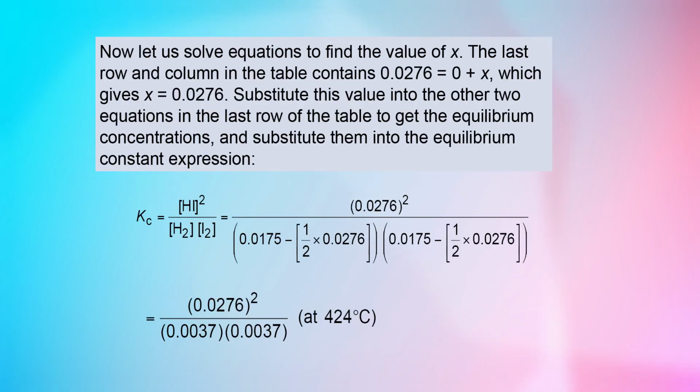So, you substitute these values in the Kc term for the equilibrium concentration. You can do it easily because you know x is the simplest equation: for HI, x becomes 0.0276. So, you take this value of x and substitute in the concentration of hydrogen and iodine, you subtract half of that 0.0276, and you get the value of Kc.